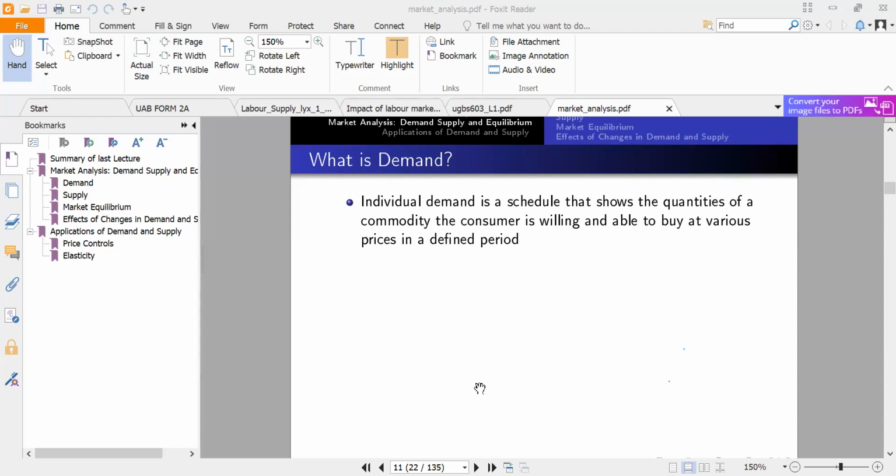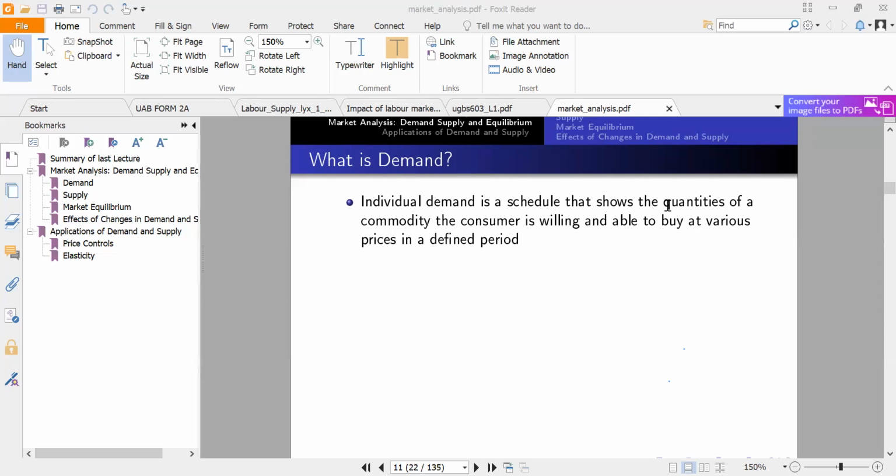So individual demand is a schedule that shows the quantity of a commodity the consumer is willing but also able to buy at various prices in a defined period. How much are you willing to buy if the sachet water is 20 pesos? And it's not just willing to buy, but able, coming from your purchasing power, to buy. So quantities at various prices.